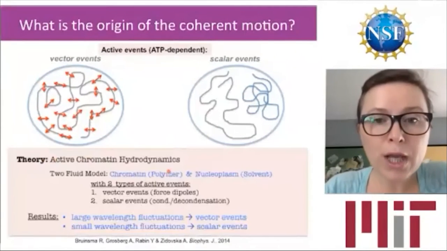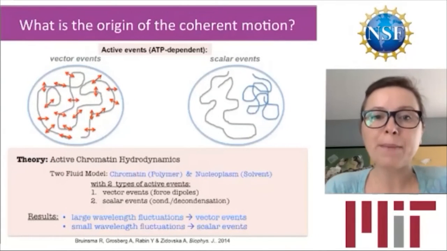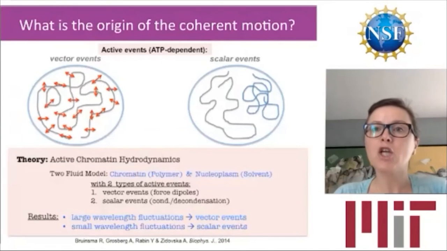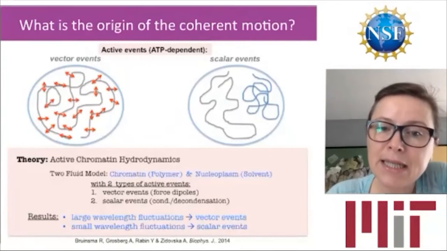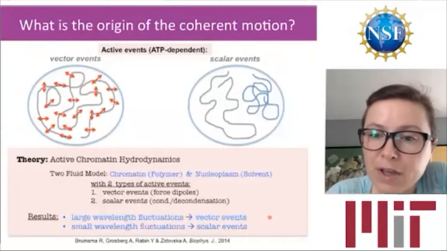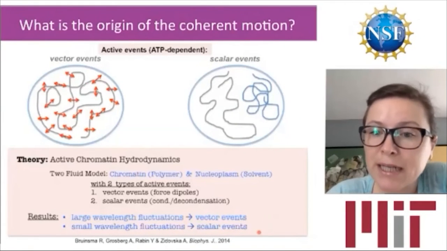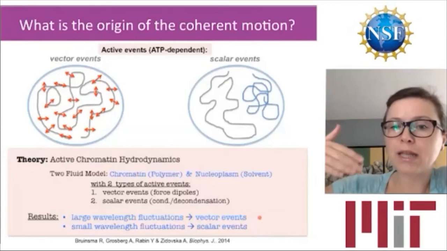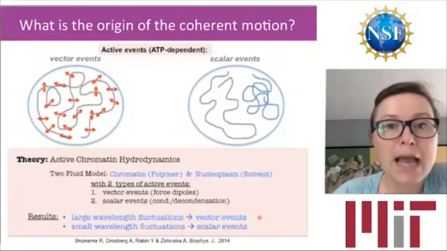To make the long story short, the chromatin dynamics here was described by a two-fluid model where chromatin was the polymer and nucleoplasm was the solvent. When accounting for these two types of active events, the results of this theory predict that the large wavelength fluctuations are led by vector events, whereas the small wavelength fluctuations are dominated by scalar events. So this suggests that our motion, the large wavelength fluctuations, is dominated by force activity.